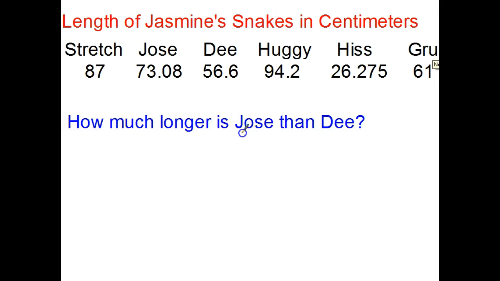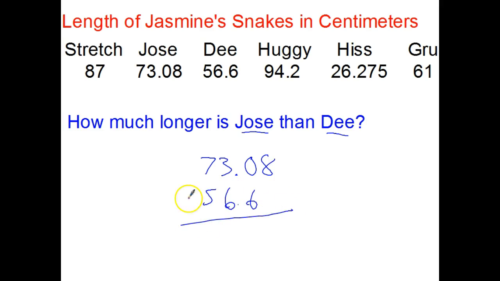How much longer is Jose than D? So Jose is the bigger one, 73.08 on top, and 56.6 on the bottom. We're subtracting because it said longer. And one thing you notice right away is there's not a number below the 8. If there's nothing there, make it a 0. 8 minus 0 is 8. 0 minus 6, can't do.